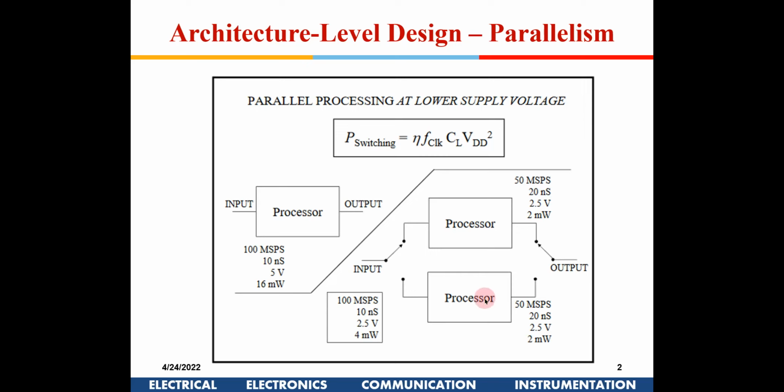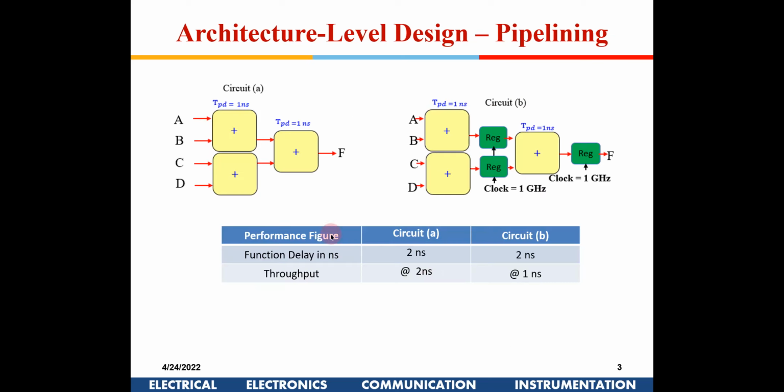Obviously, if I am going to use the same frequency out here, the output frequency will increase. But the other way of looking at it is, if you use the lower frequency, you can reduce the power. So these are some of the techniques. Okay, this is known as parallelism. So this is one method of reducing power. Now pipelining also reduces power.